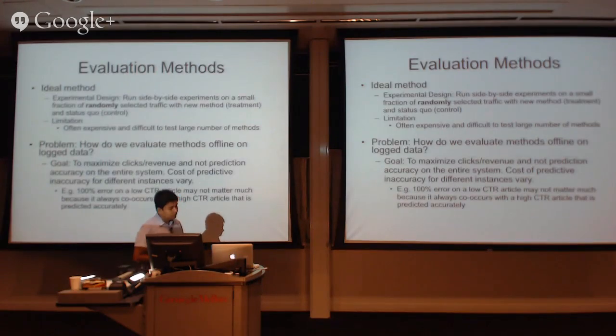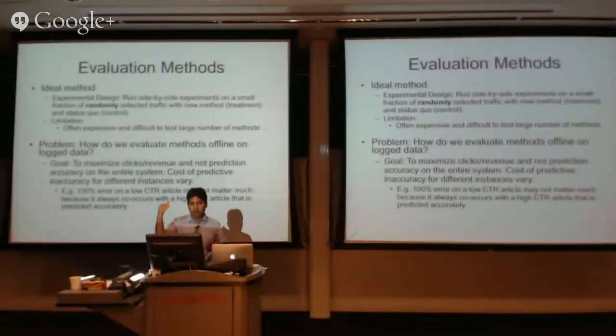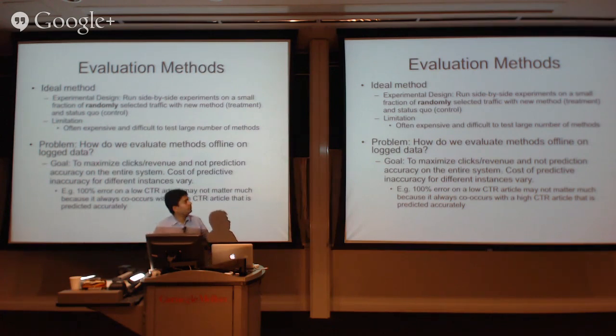So the ideal way to test a new method is to run an online experiment. Okay? You come up with a new algorithm, that's a new recommender problem. You say, okay, well, give me a small fraction of randomized data, which can use my new method to recommend articles, and let's compare it against the status quo, which is currently running on the site. You do an A/B experiment that gives you an unbiased estimate of performance. But this is not easy, right?